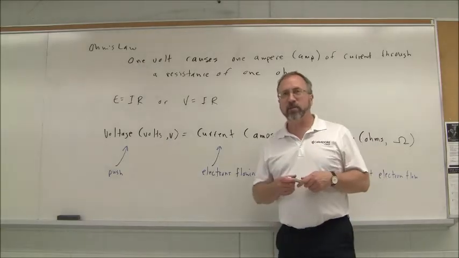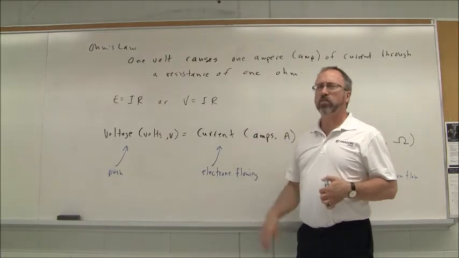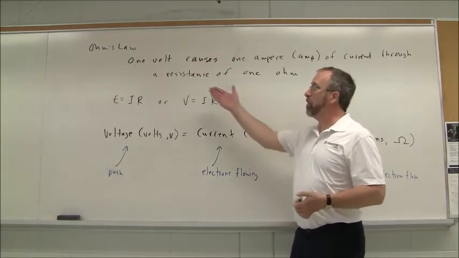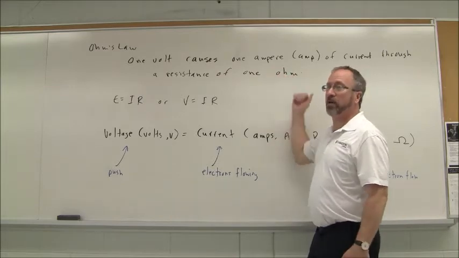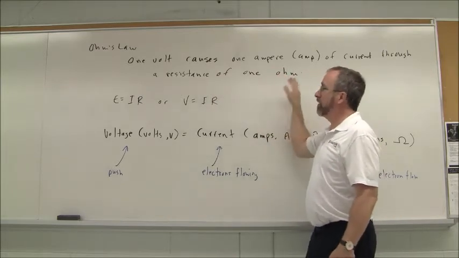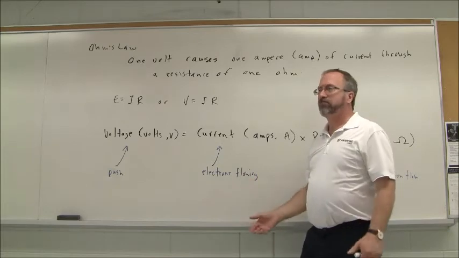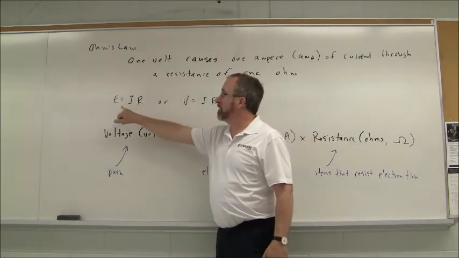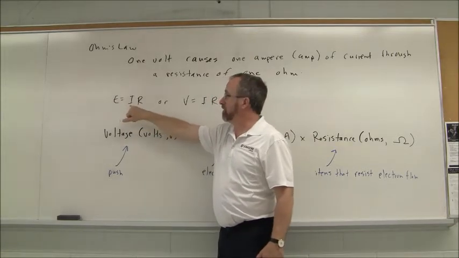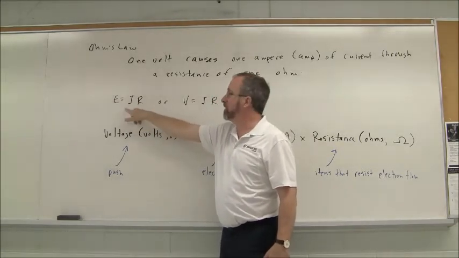At the start of our segment on electricity, we looked at Ohm's Law. Now in words, Ohm's Law says that 1 volt causes 1 ampere, or 1 amp, of current to flow through a resistance of 1 ohm. Let's look at it mathematically. The formula for Ohm's Law is voltage equals current times resistance. E equals I times R.